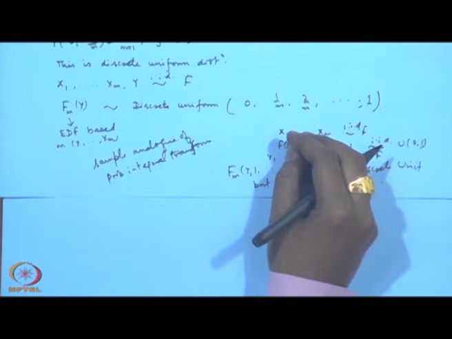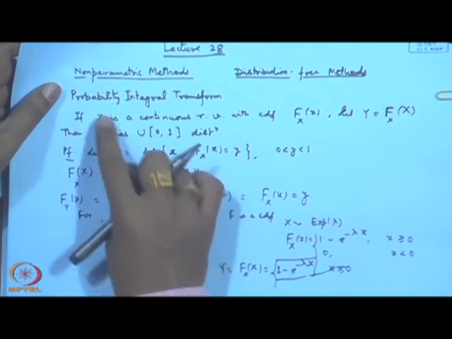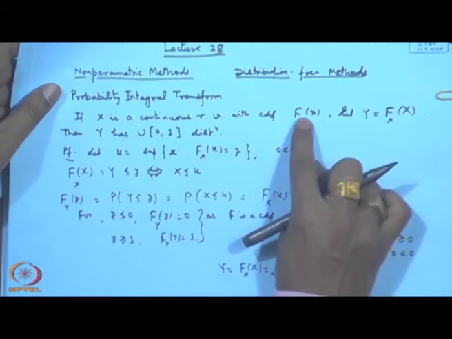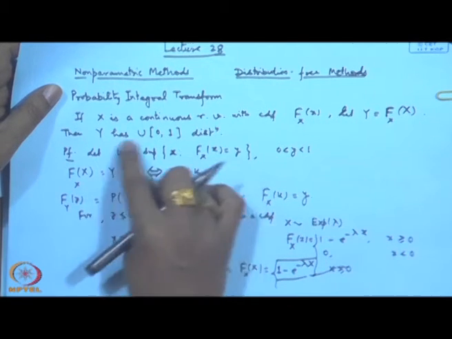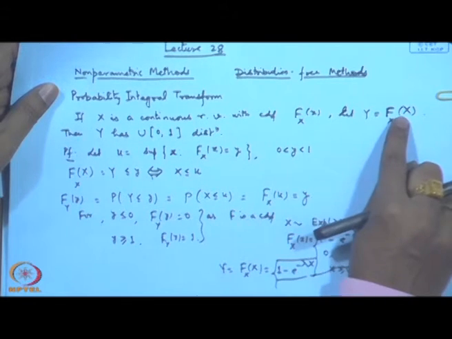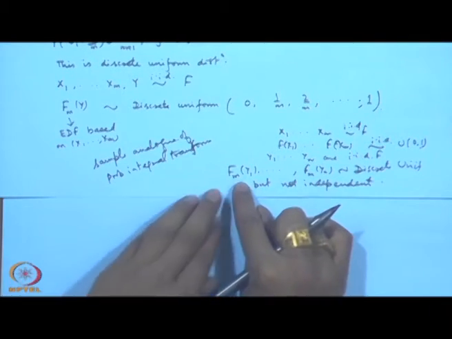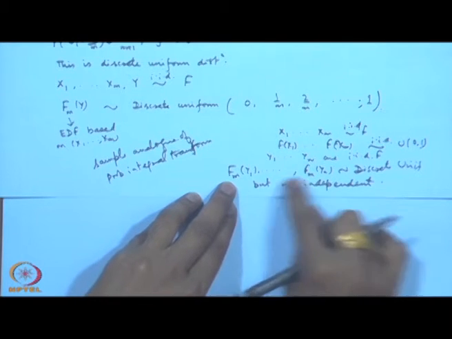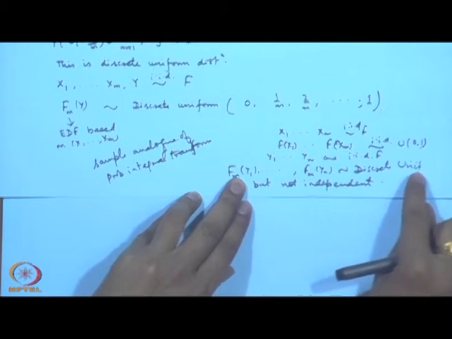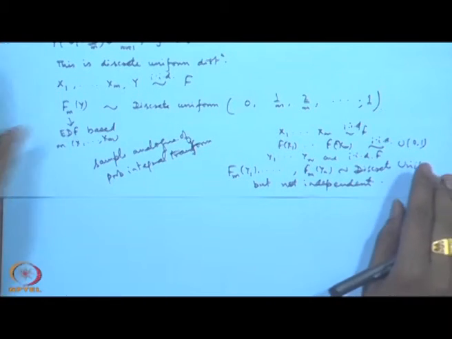When we started the non-parametric methods, we considered this probability integral transform, that if x is having CDF f, then f of x is having uniform 0 1. So, if I have a sample x 1, x 2, x n, then f of x 1, f of x 2, f of x n will be a sample from uniform 0 1. But here if I consider the sample distribution function and then I define this, then this is having discrete uniform, but it is not independent. So, that is the difference here. This is quite an interesting result.